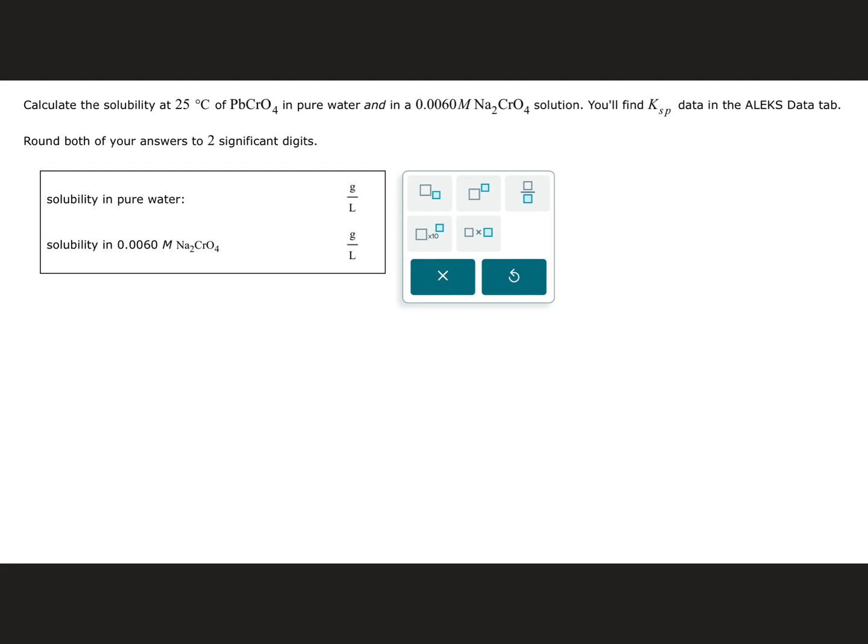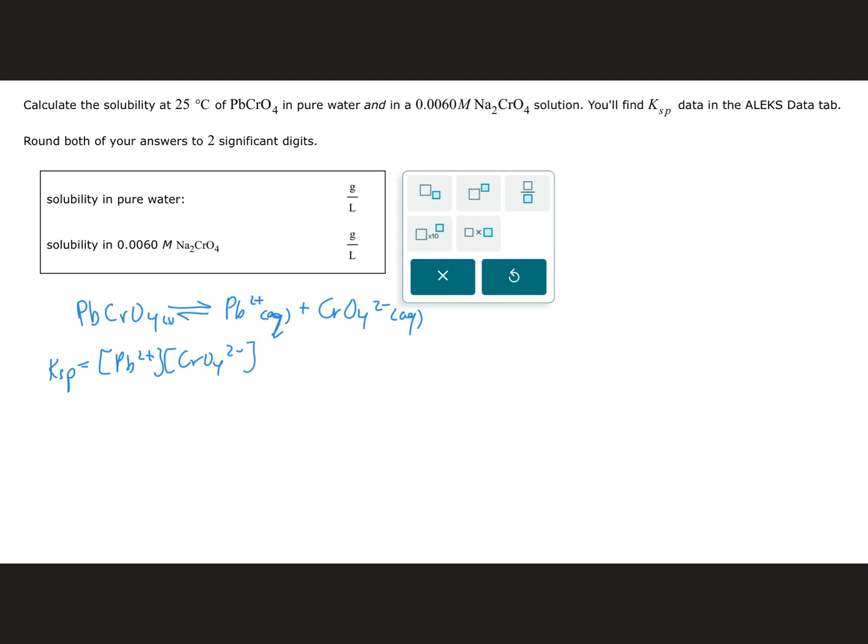We can work through a similar example here with this lead chromate, very similar to the last problem. We can look at how lead chromate ionizes. It's going to give us lead 2 plus and 1 chromate. And the KSP, very similar to before, is the concentration of lead times the concentration of chromate.